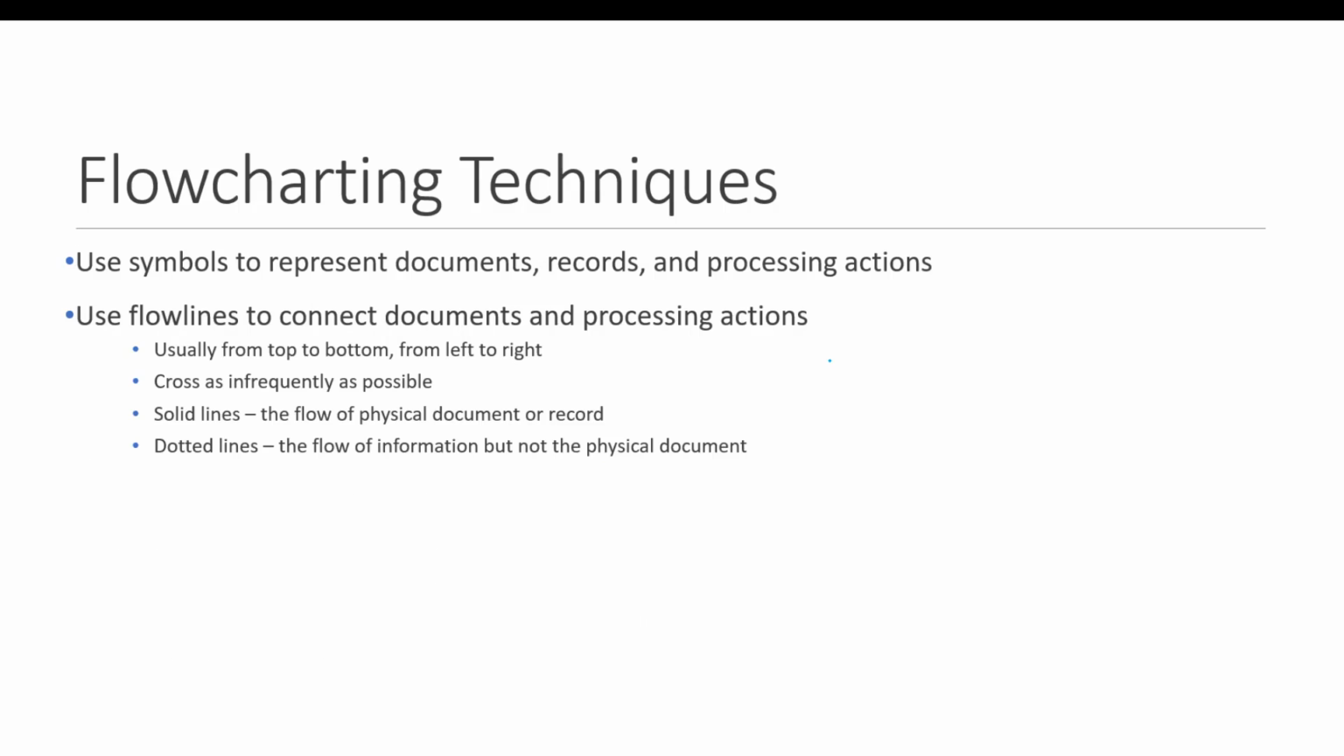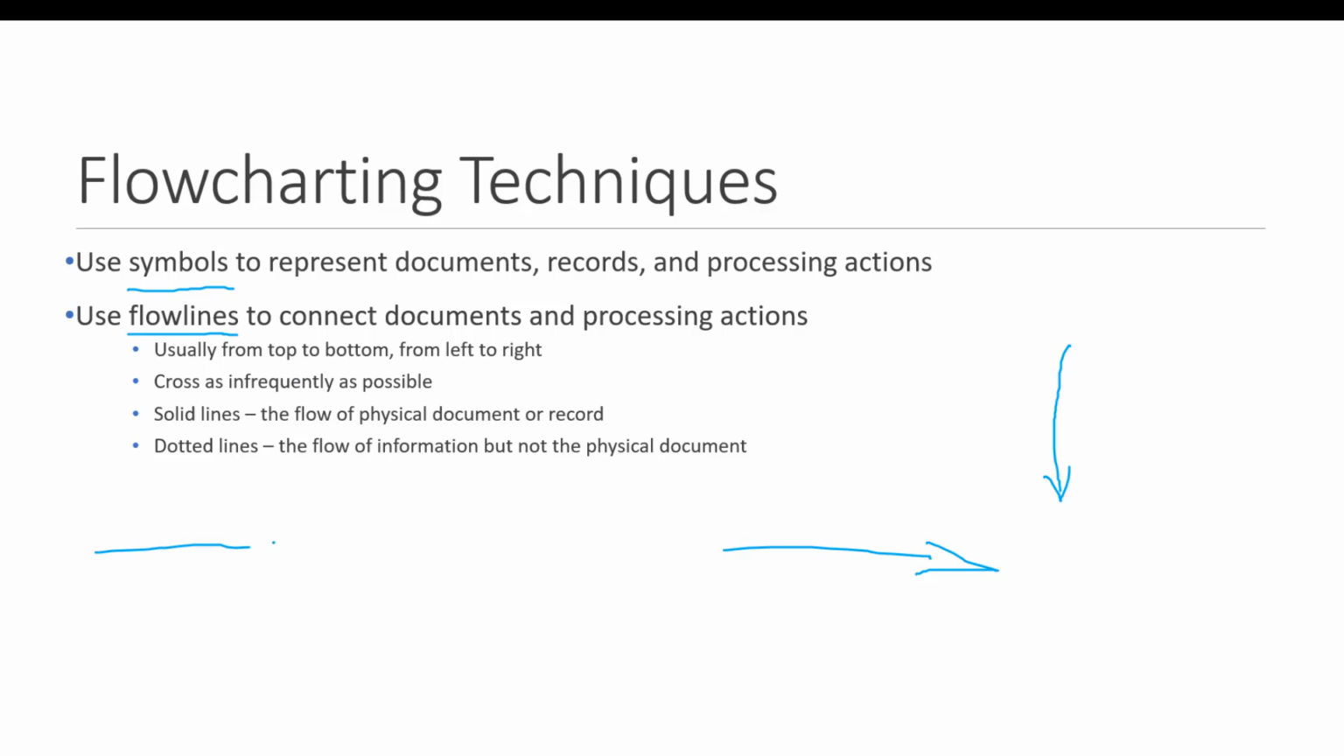The techniques used in flowcharting: we use symbols. Okay, in the next slides I will show you. The flowcharting system uses specific standard symbols to represent documents, records, and processing actions. We also use flow lines, which you will see again immediately, to connect documents and processing actions. Usually the flow line goes from top to bottom, mostly with arrows, and across from left to right. And we don't want the flow lines to cross too much, so cross as infrequently as possible.